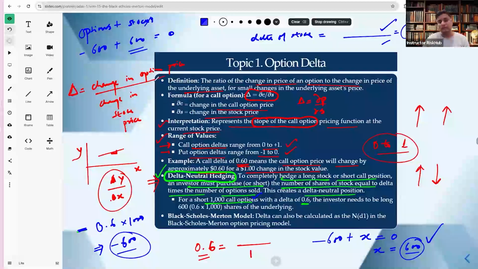So it means I have -600. I need to get some stock S times 1 equal to 600. Now you tell me what will the stock be? Obviously, S is 600. So it means the investor needs to be long 600 shares of the underlying.